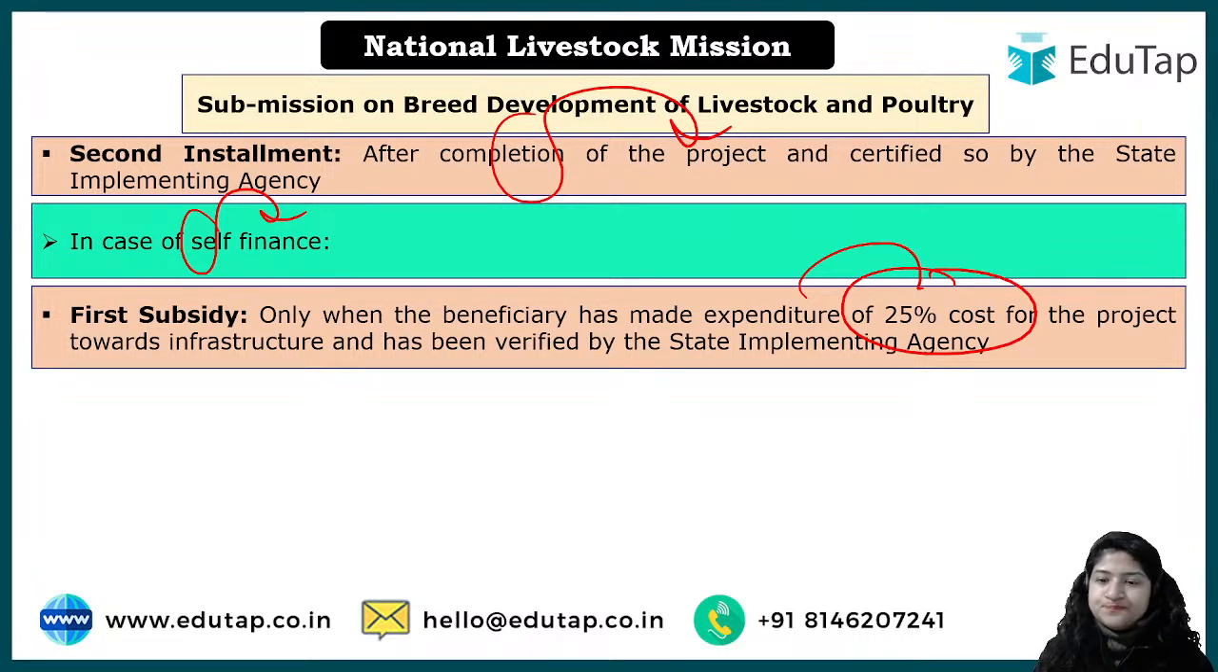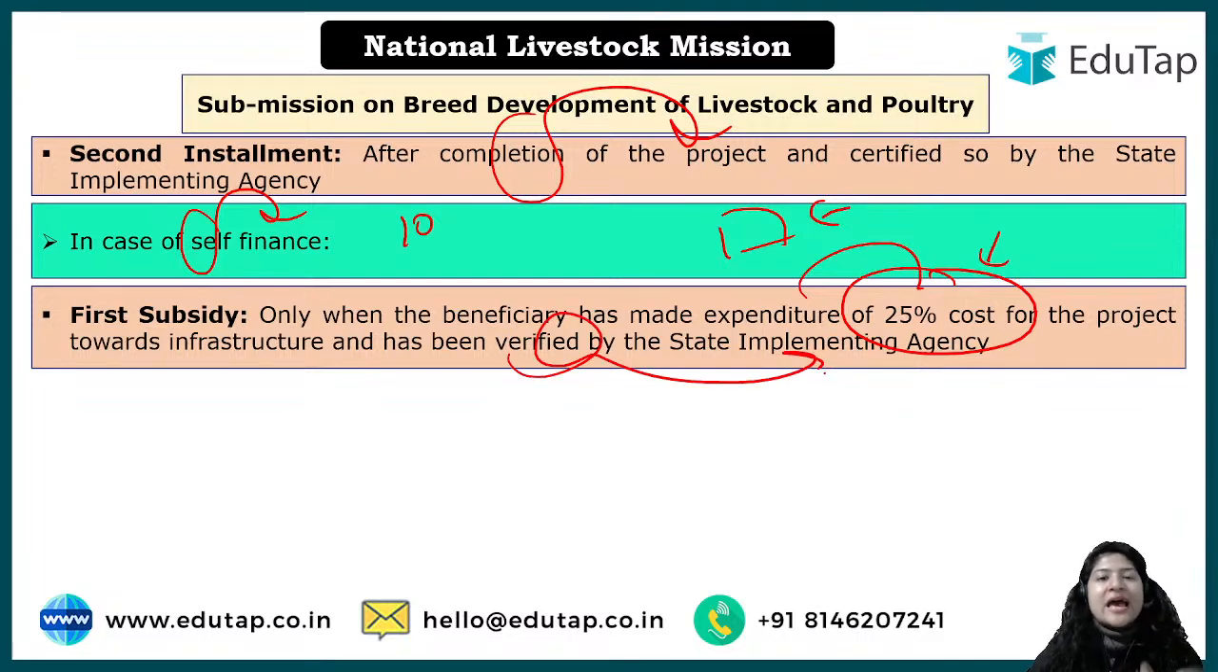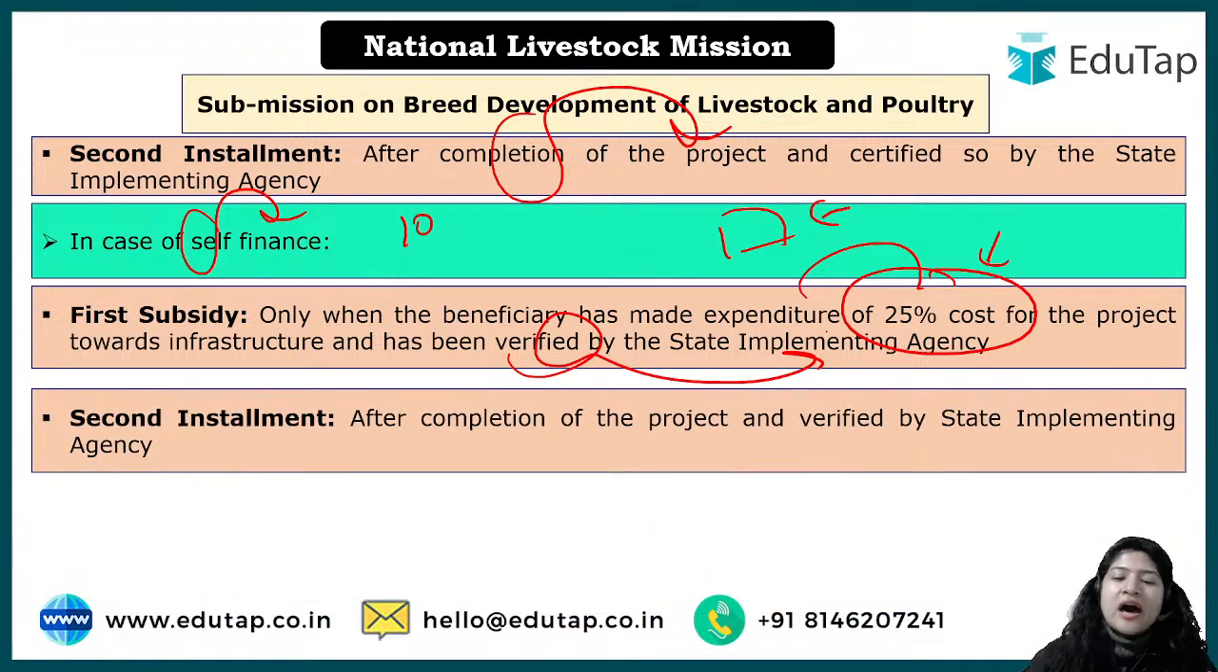There is no criteria of salary, ठीक है, or annual income. So it's been said that if I am utilizing my own money or self-financing my project, in that case, if the project is 10 lakh, ठीक है, 10 lakh का project है, if I have contributed 25% of that to the project, only after that will my first installment come. This verification, that yes, 25% of the project cost has been utilized for establishing or constructing the project, will first be done by the state implementing agency, and if they have verified, then only the government will provide the first subsidy. Secondly, again it's the same after the completion of the project.